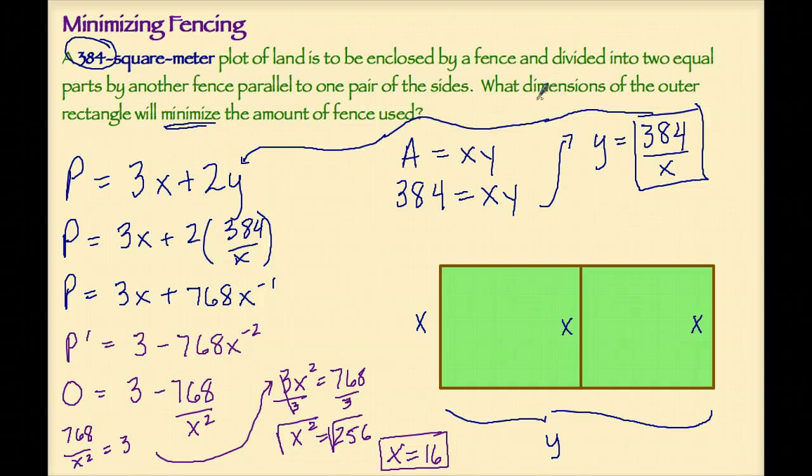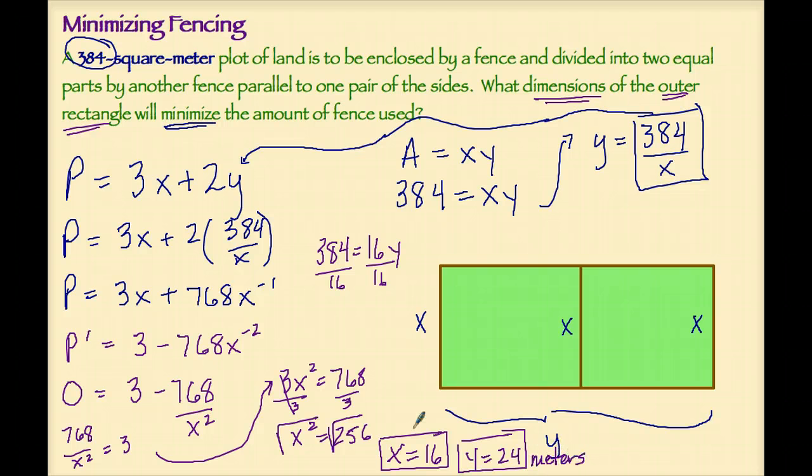Remember that we need the dimensions of the outer rectangle to answer the question, so we also need to know what y is. Since 384 is xy, we'll replace x with 16 and divide both sides by 16. It turns out that y will need to be 24. And there we have the dimensions of the outer rectangle in order to minimize the amount of fencing being used. In this case, our units will be meters. So make sure you label each dimension with the units for your final answer.